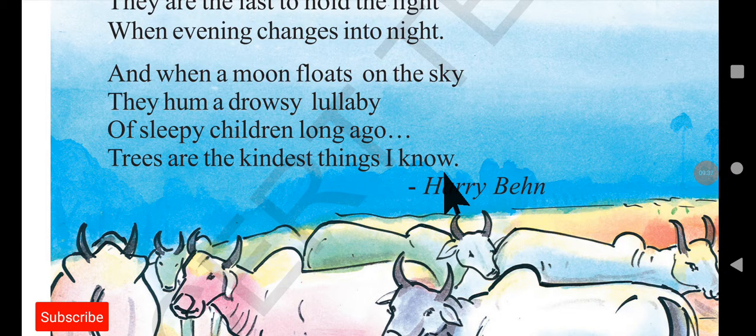Again, we are ending with the same line, which is trees are the kindest things I know. Throughout the poem, you can see the trees are not getting any benefit from us, but we humans, birds, animals, everybody is getting so much benefit from the trees. That is why trees are so kind, and trees are the kindest things that the speaker ever knows. This is written by Harry Behn.